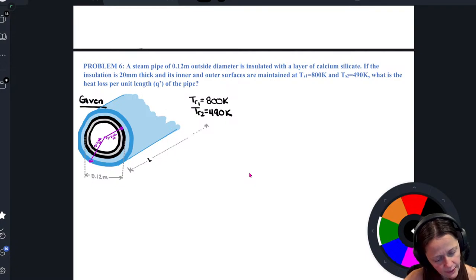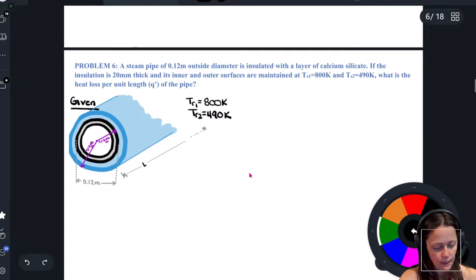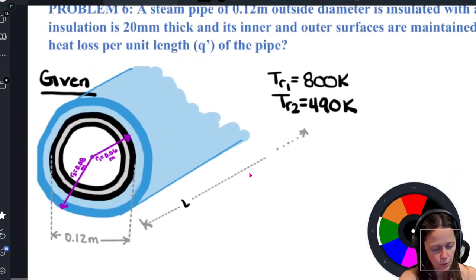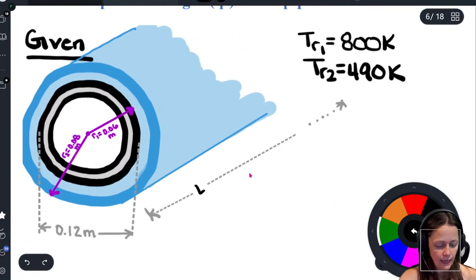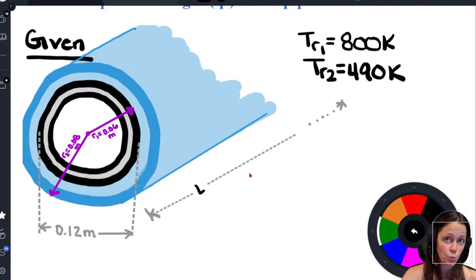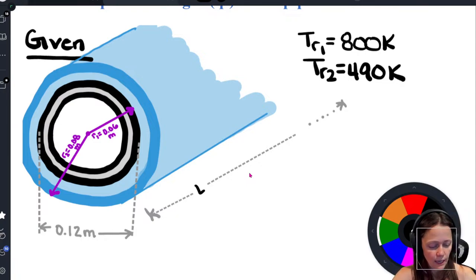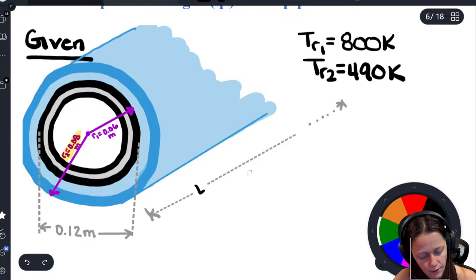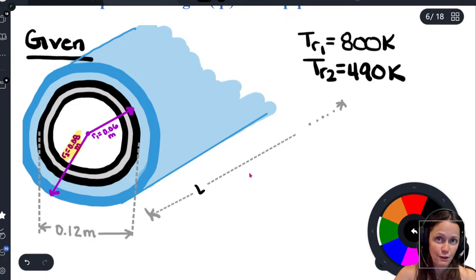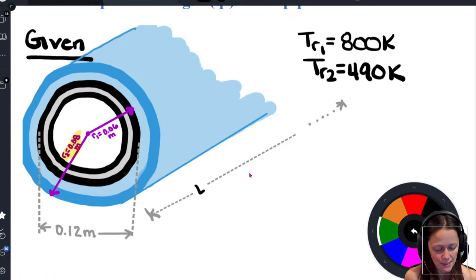And then it says it's insulated with a layer of calcium silicate, so that's what I've drawn in blue. And it says that the calcium silicate is 20 millimeters thick. All that means is that outer radius R2 is going to have 20 millimeters or 0.02 meters added to that outer radius. So I've got two radii.